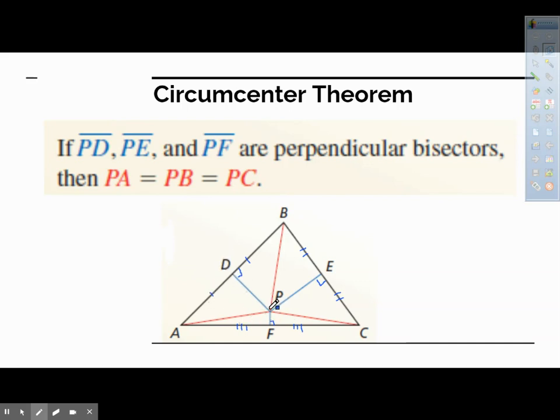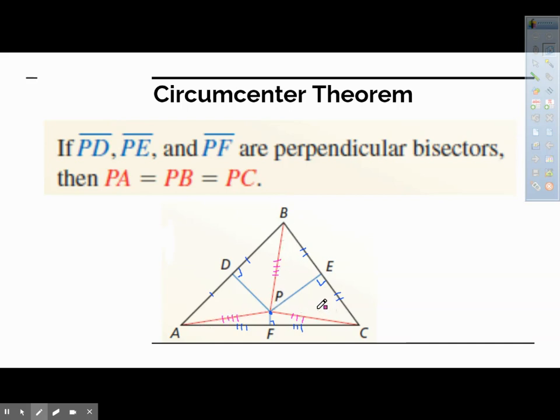So the blue lines are perpendicular bisectors. Where the perpendicular bisectors meet, right here, is the circumcenter. Now, what that second part means is from the circumcenter to point B, from the circumcenter to point A, and from the circumcenter to point C is all the same distance. So this segment here is the same length as this segment, which is also the same length as this segment.